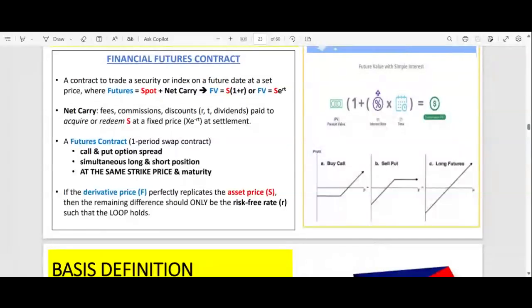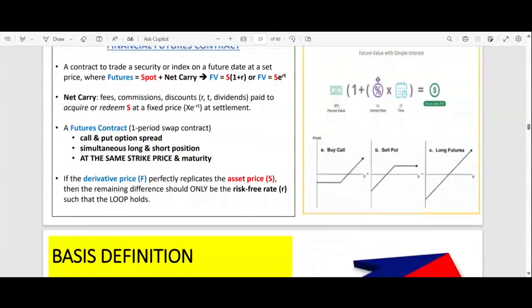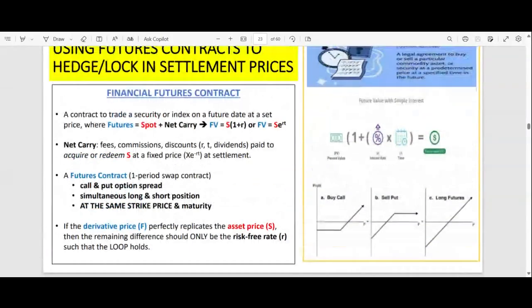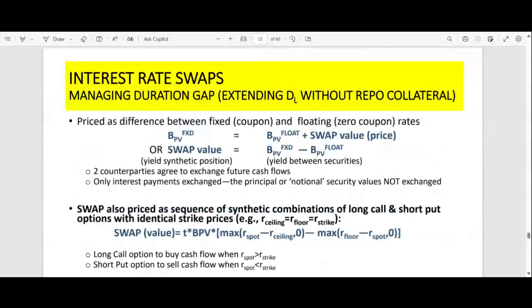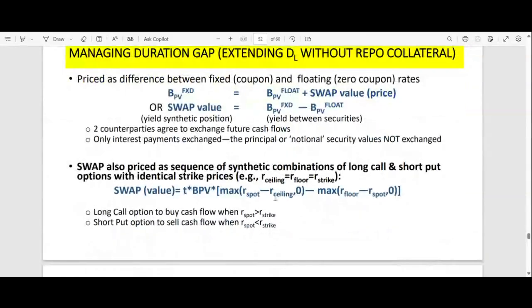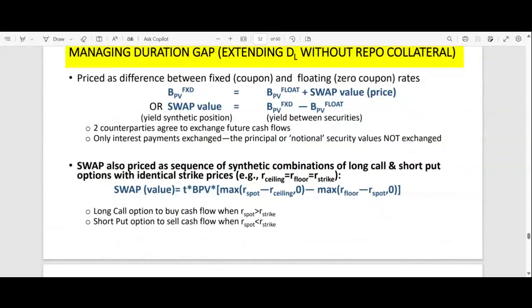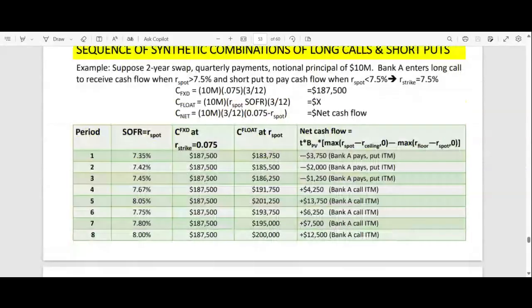So we have a spot ceiling and a spot floor, and that's creating a long futures contract, and a series of long futures contracts we're calling a swap. This here is page 23. When we go all the way down to page 52, if you notice, the ceiling and the floor is really the strike price. So we have the spot minus the strike, that's the call option. And then we have the strike minus the spot, which is the put option. And so we are creating a futures contract, and the sequence of futures contracts is our swap.